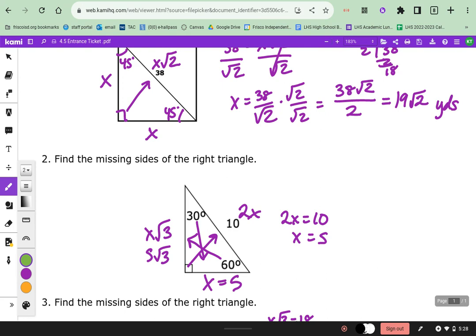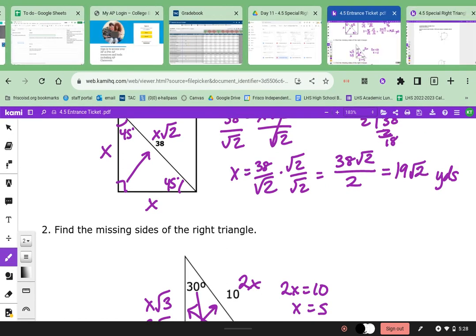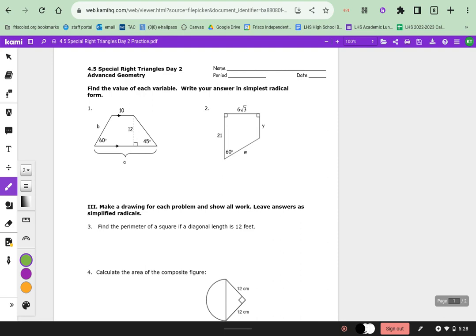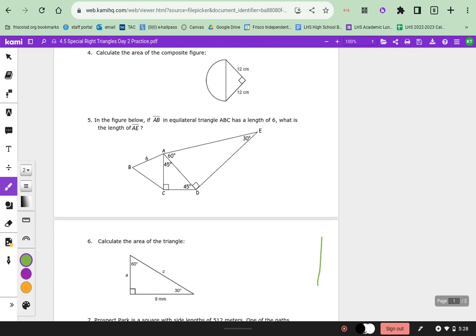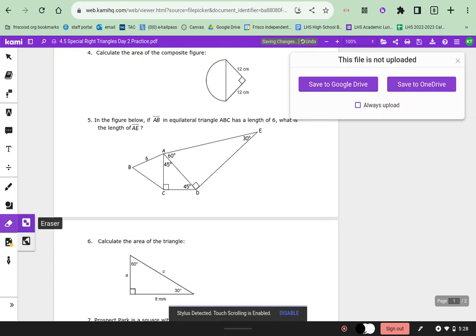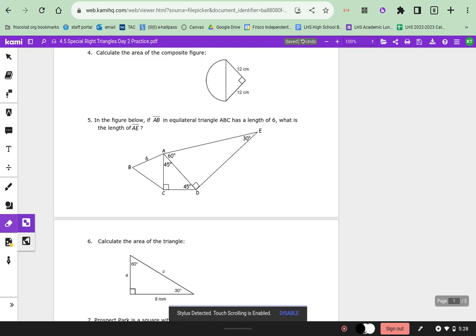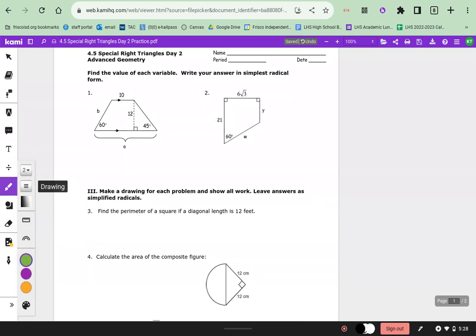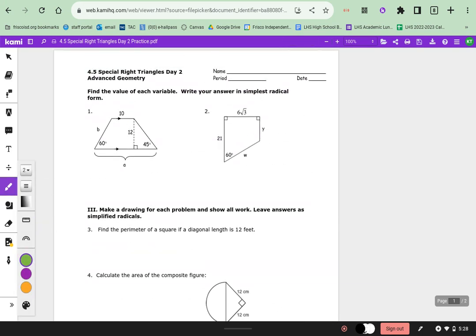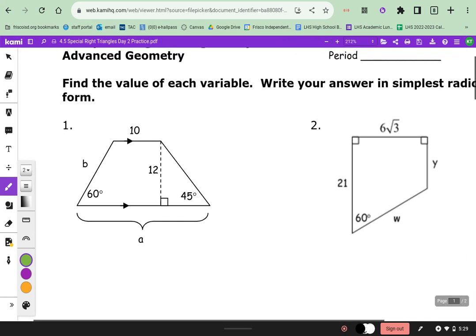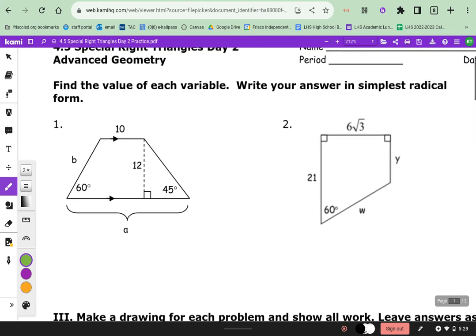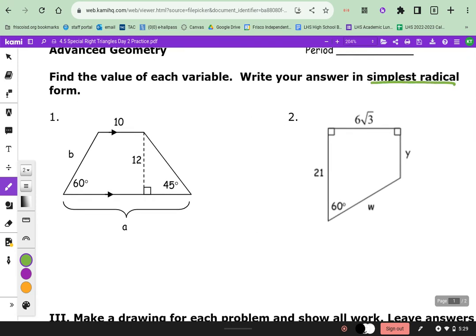Okay, so next thing, everybody go ahead and find this practice that you guys picked up. I'm going to work through a couple of these with you, and then I'm going to let you guys do some practice on your own. Okay, so let's do number 1 together. Number 1, find the value of each variable, and we're going to write our answers in simplest radical form.